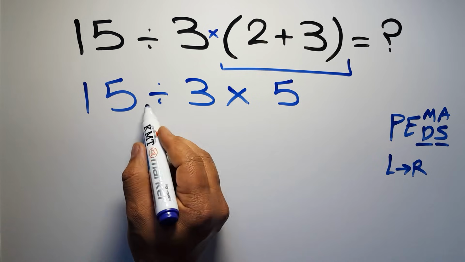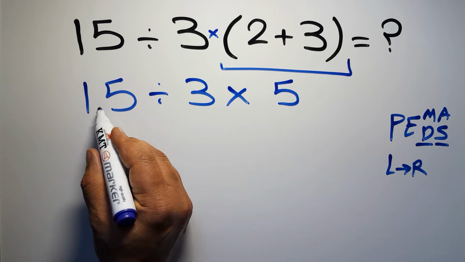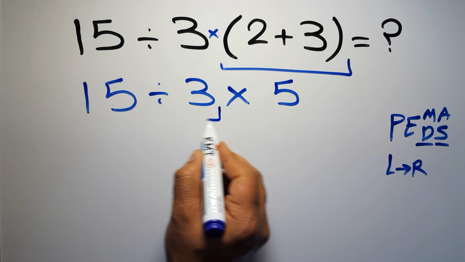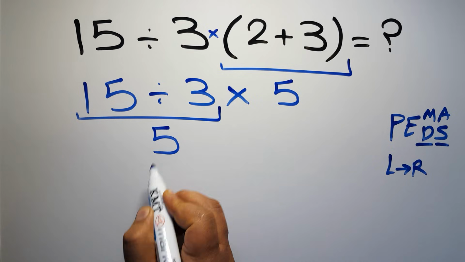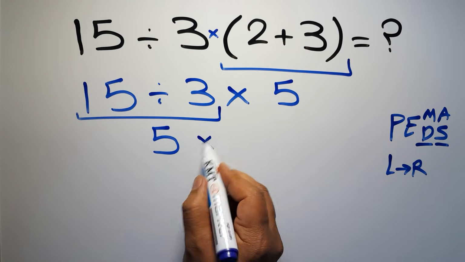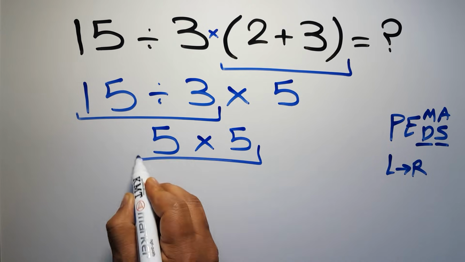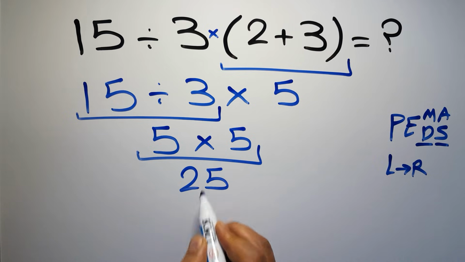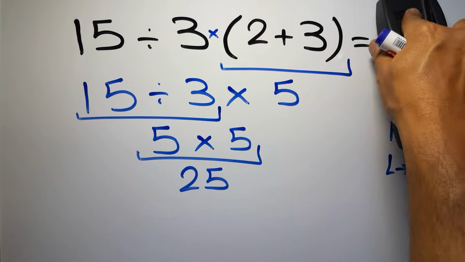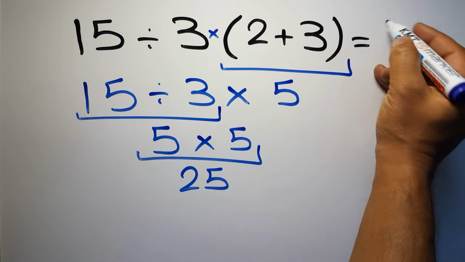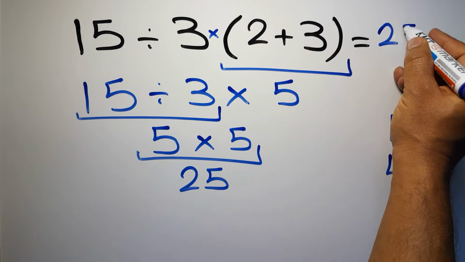So here first we have to do this division. 15 divided by 3 gives us 5. So we have 5 times 5, which equals 25. And this is our final answer to this problem. The correct answer is 25.